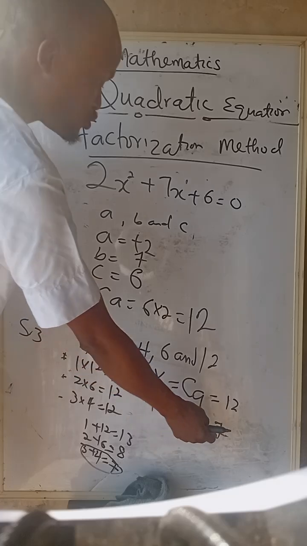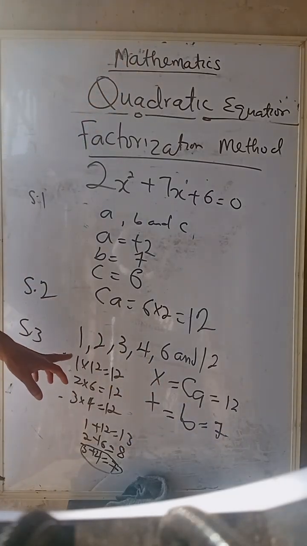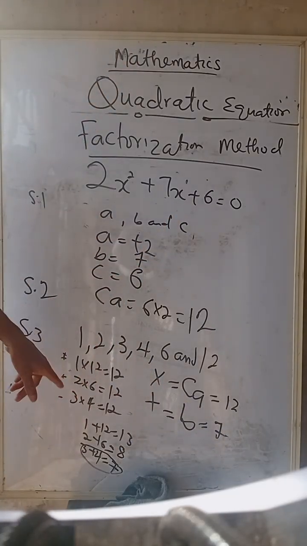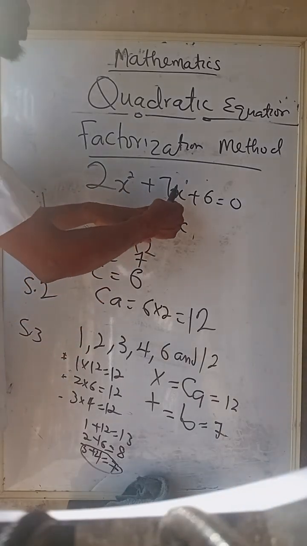If I add them together, it's going to give me B. Mind you, if I pick 1 and 12, that is 1 times 12, 12. But 1 plus 12 is going to give me 13. So this one will not solve it.